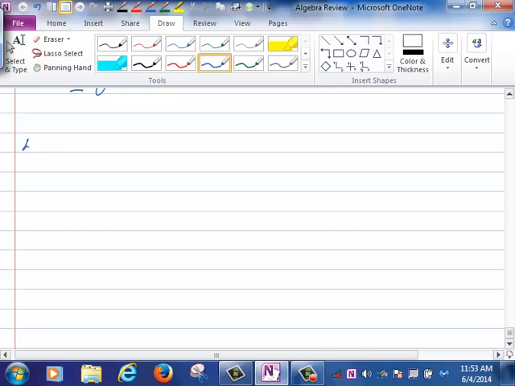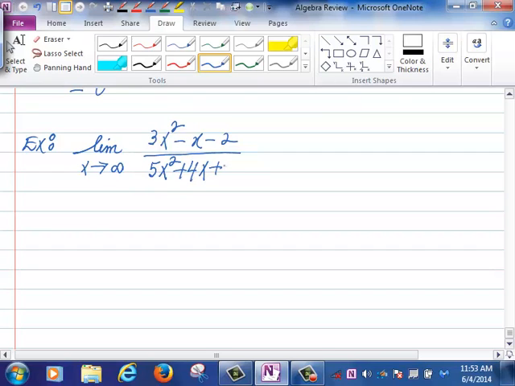Example. Suppose I want to find the limit as x going to infinity of 3x squared minus x minus 2 divided by 5x squared plus 4x plus 1. Let's say I want to find this limit.